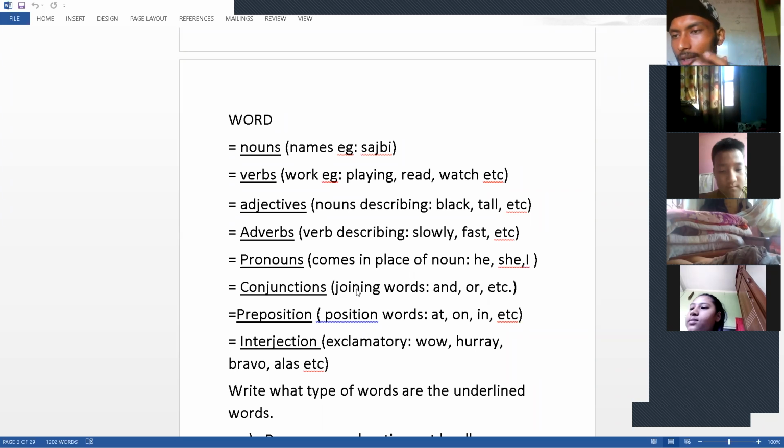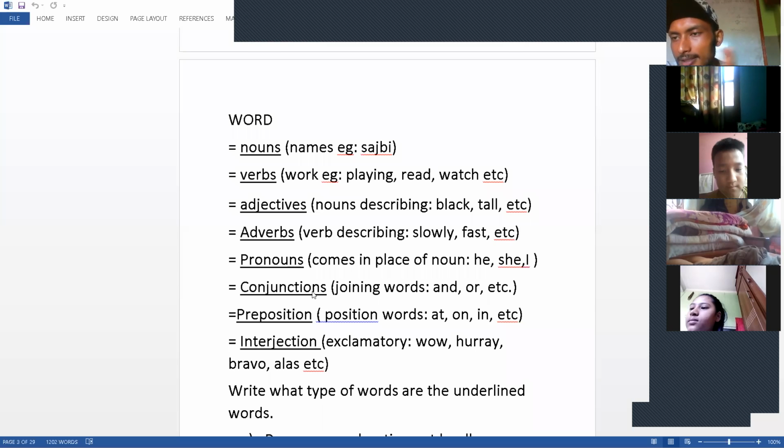And conjunctions are joining words like and, or, but. So these words join sentences and words. So they are called conjunctions. I went home and I played football. So it's like joining two sentences.